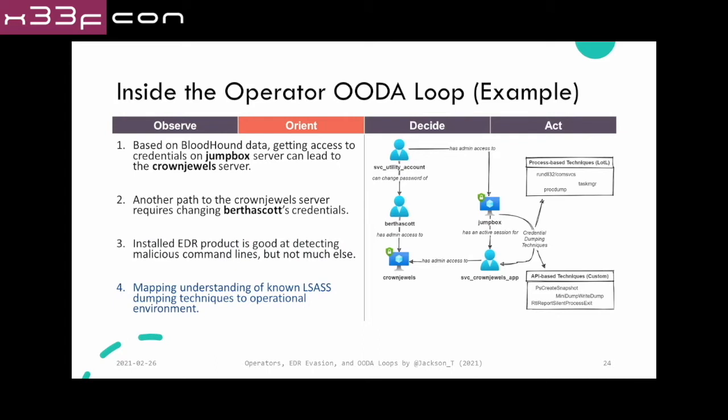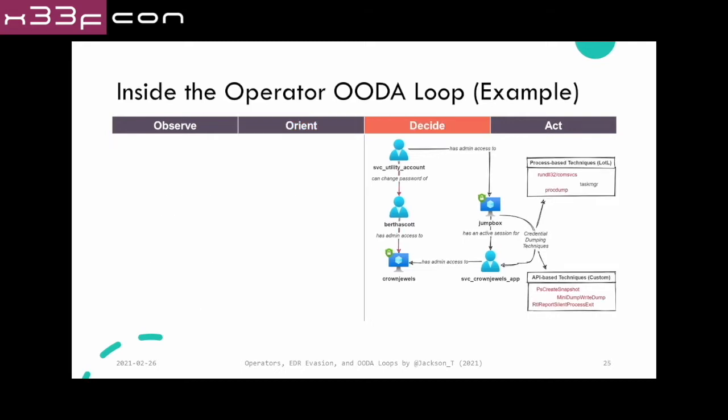And lastly, if we go with the credential dumping route, we can try to map our understanding of LSASS dumping techniques, the ones that we know about, to the operational environment. So here you can see that they're divided into techniques that can be invoked by certain command lines or processes versus techniques where you invoke specific Windows API functions. So it looks like we have a couple options from the Orient phase to get to the crown jewel server, but the Decide process is where we can apply constraints to make an optimal choice.